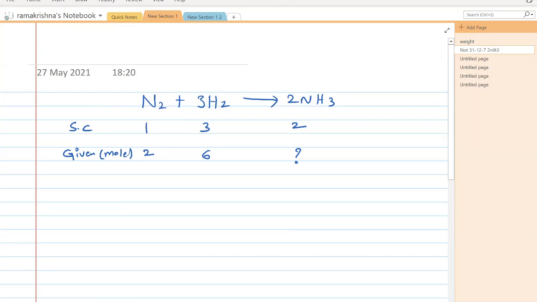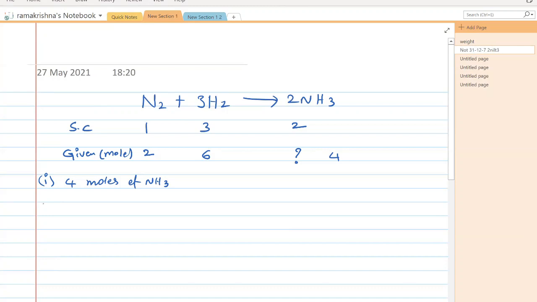Now tell me, what should be? If it is 1 mole, 3, 1:3, it is also 1:3. So if it is 1 mole, it should be 2 moles. Now we have taken 2 moles. That should be 4 moles or not? What is the first question answer? 4 moles. 4 moles of ammonia is formed. 4 moles of NH3 is formed.